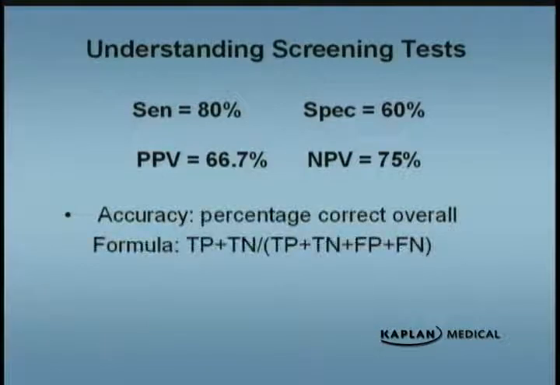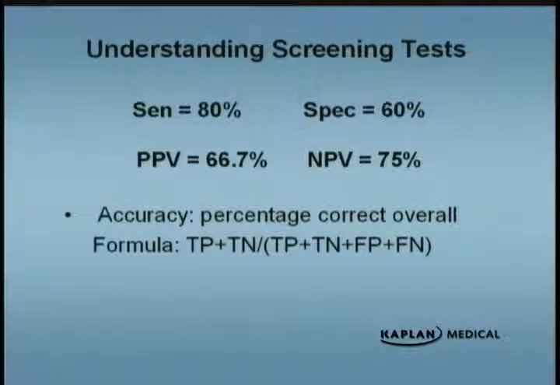The accuracy, efficiency of the test simply says how often overall, on a percentage basis, am I correct? Not just correct in terms of the true positives, true negatives, how often am I right overall? Once again, and one last time, we're going to apply the rule, which is trues on top divided by everything. In this case, that's going to be true positive plus true negative divided by everything. True positive plus true negative plus false positive plus false negative.